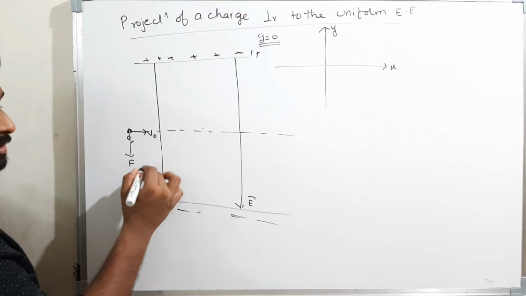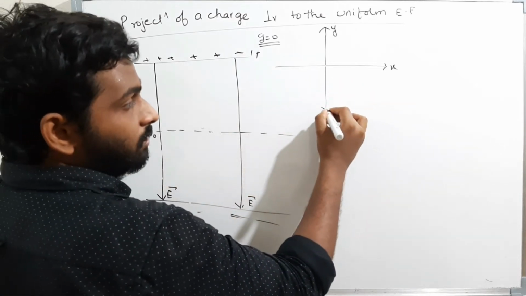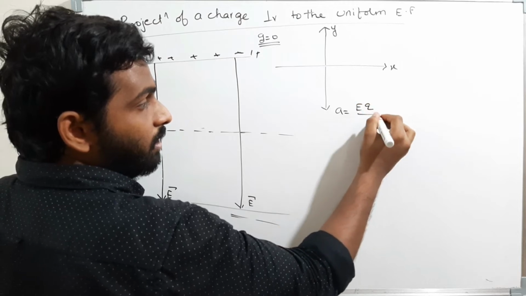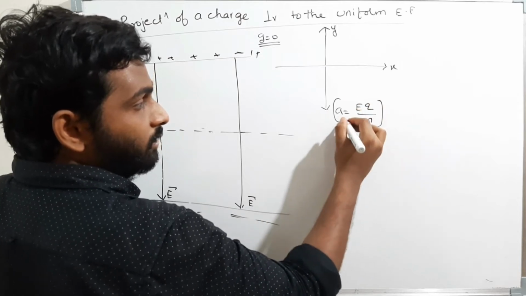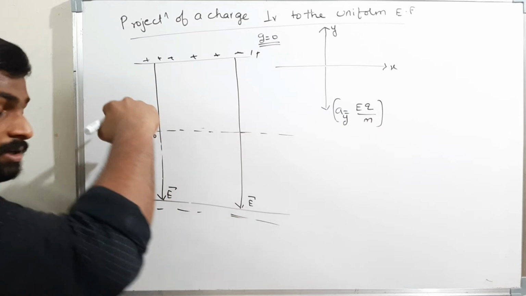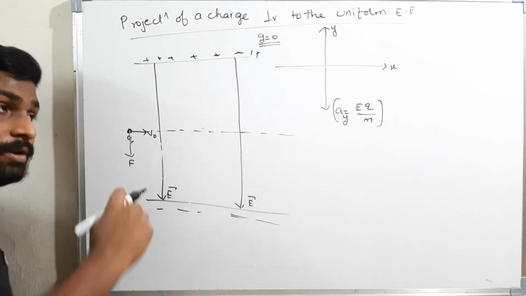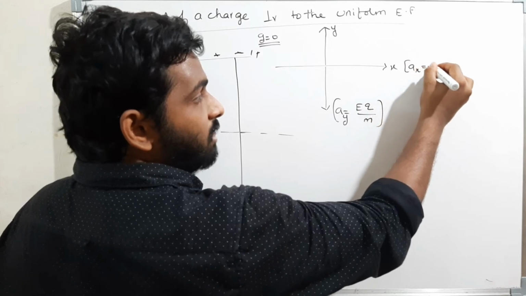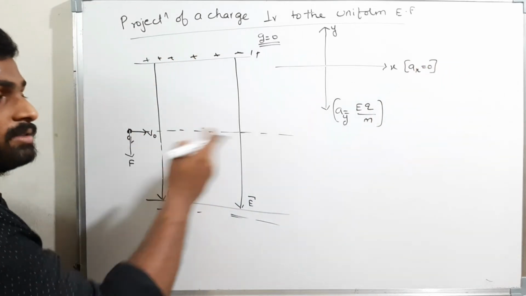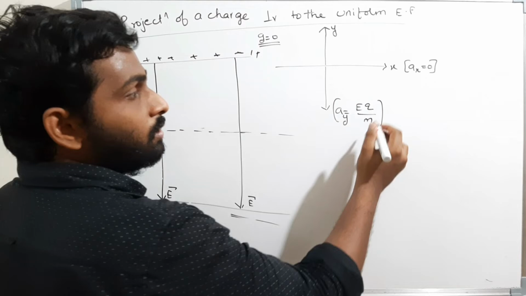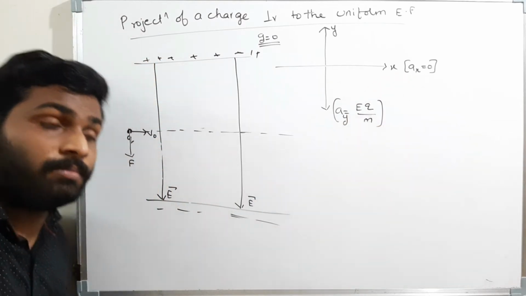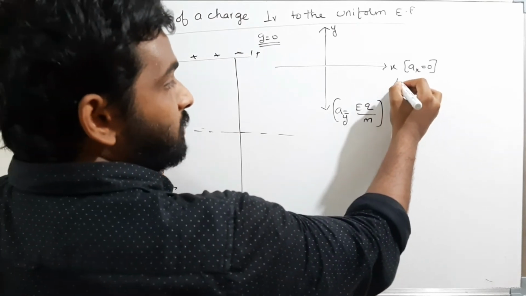Now what is the acceleration along the y-axis? Acceleration is EQ by m. Therefore the acceleration along the y-axis is EQ by m, but that is because of the electric field. Now what is the acceleration along the x-axis? The acceleration along the x-axis is 0. There is no acceleration. If there is no acceleration, what is the meaning? The velocity is uniform.